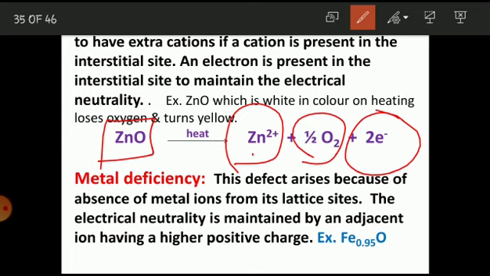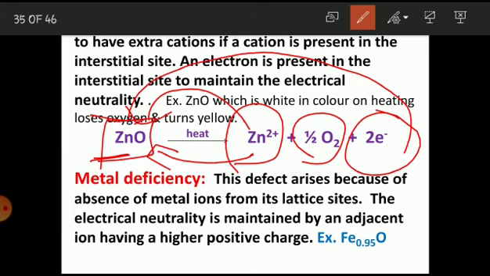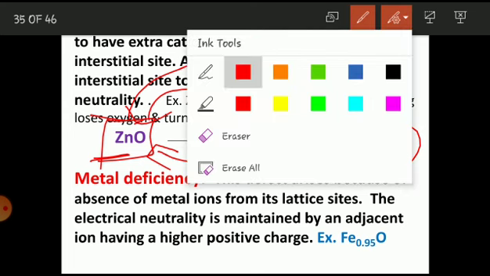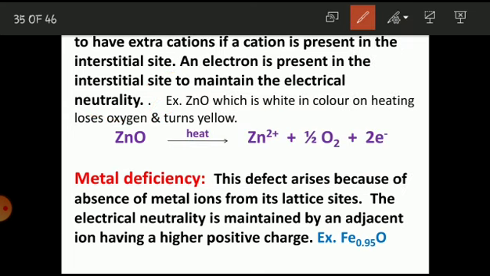Now this zinc plus 2 cation goes to the interstitial site of the zinc oxide crystal, and by adding this zinc plus 2 into this zinc oxide crystal, it disturbs the neutrality of zinc oxide. So to maintain that neutrality, the two unpaired electrons also go to the interstitial site, and by adding these two electrons, the electrical neutrality of zinc oxide gets balanced.